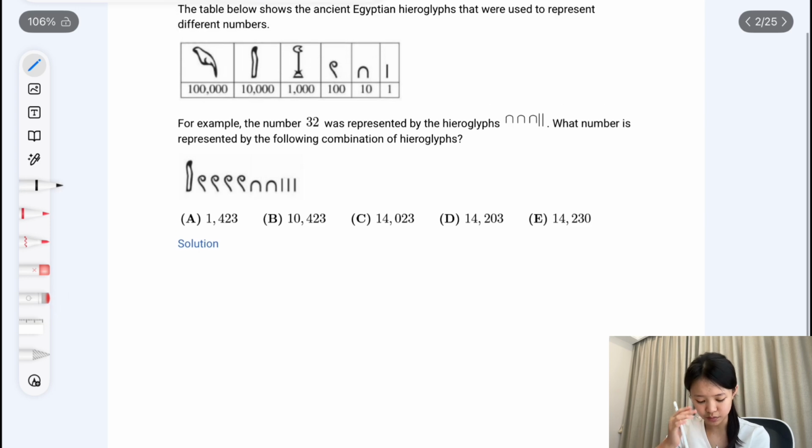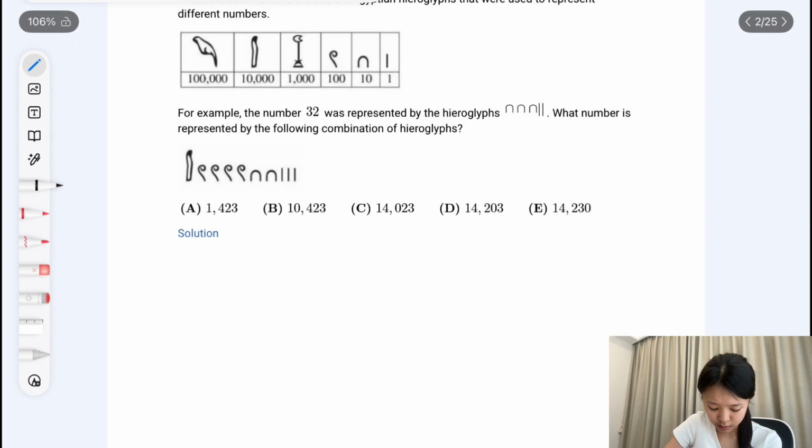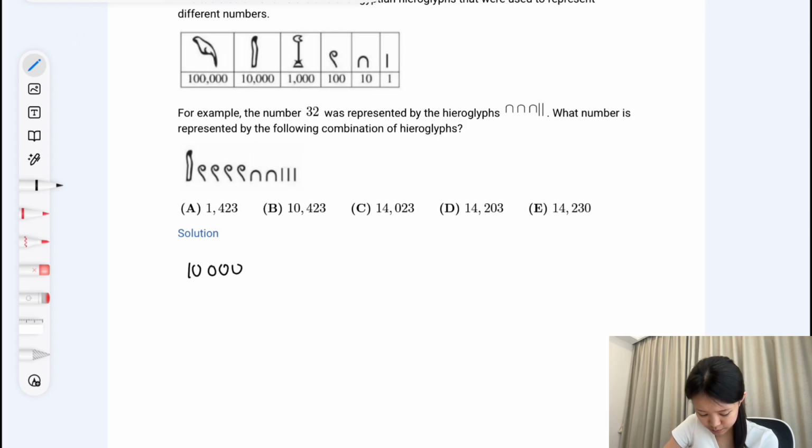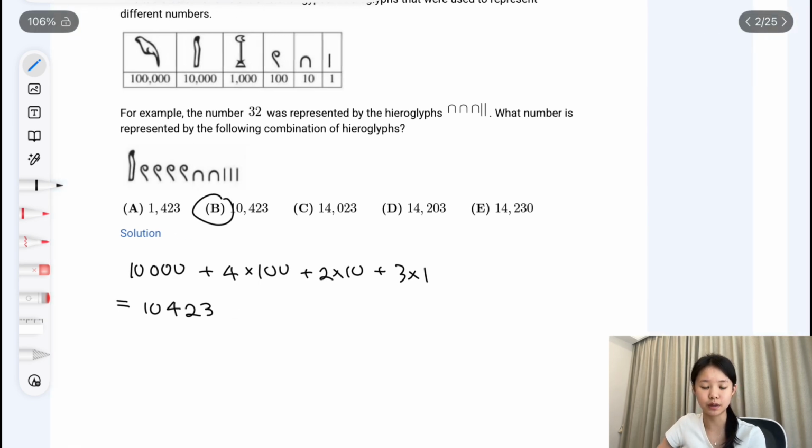So all we really have to do is match up the different symbols with the key that they've given us. For example, this first one is 10,000, and all of these are equivalent to 100. So if we just go like this, all we have to do is add it up. For example, 4 times 100 plus 2 times 10 and 3 times 1. So that would be equivalent to 10,423. So we know the answer is B, which is exactly the sum we got.